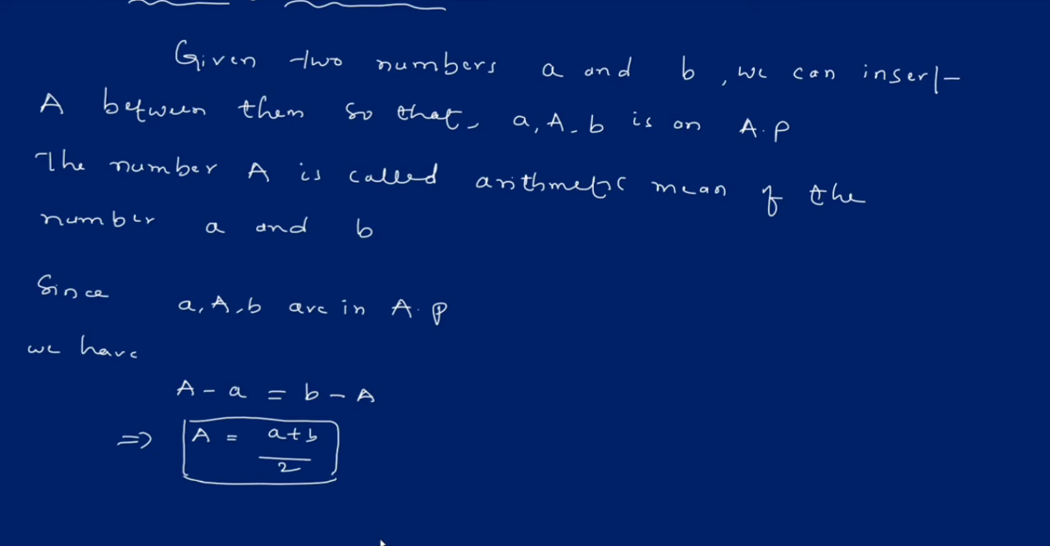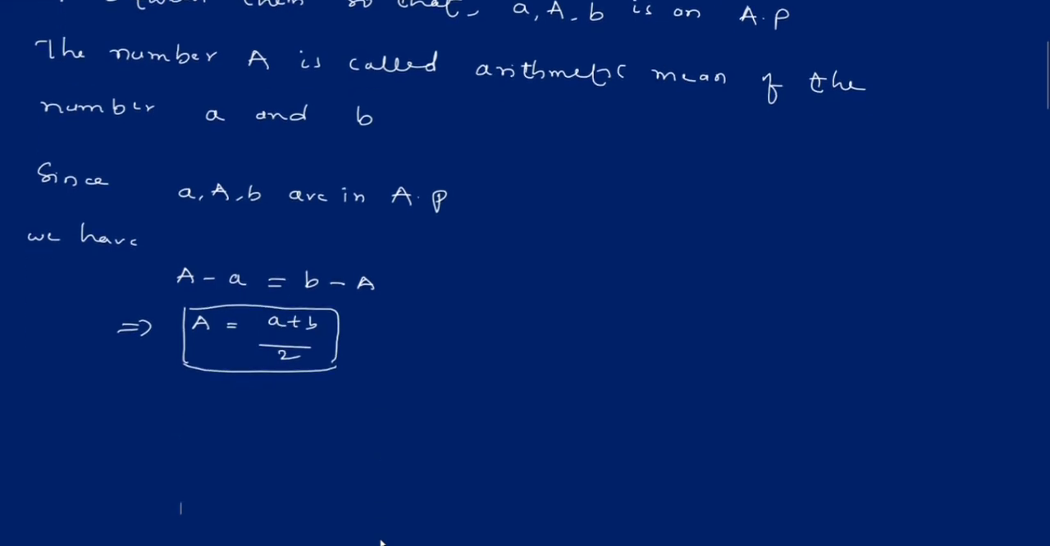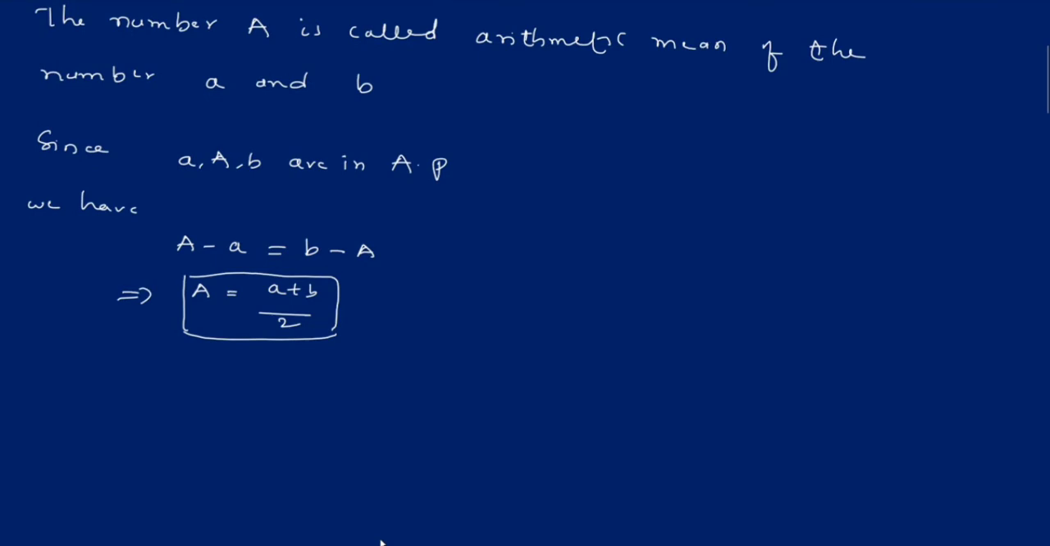So in general, what is arithmetic mean? We are inserting a number between the given two numbers a and b. In that we are inserting a third number A, and it is in the form of arithmetic progression. Then we finally get A equals a plus b upon 2.